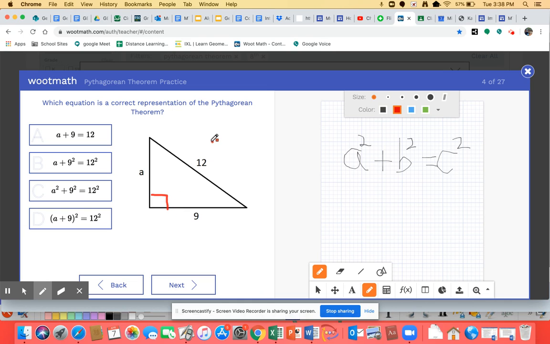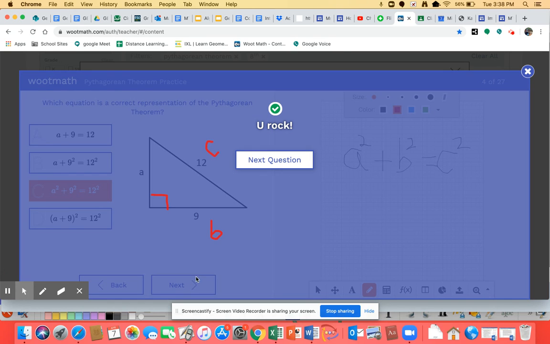And so then that means that this right here is C. And then A is obviously A. And so 9 is B. So I'm looking for the choice that has A squared plus B squared, or 9 squared equals 12 squared. And so I almost chose B. That is not correct. I want to choose C for that one and then go to my next one. And it tells me right away that I got that correct.